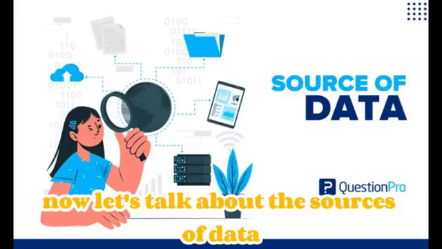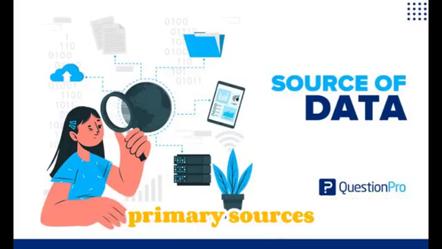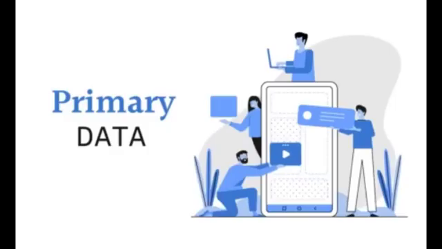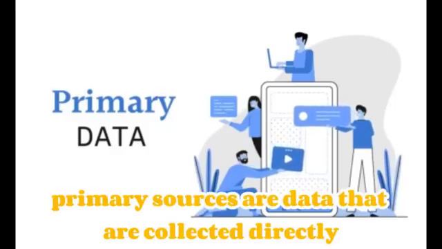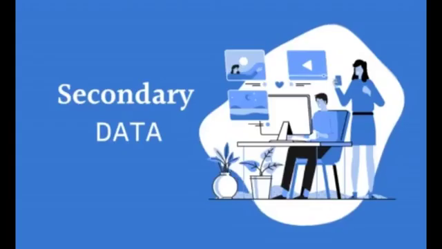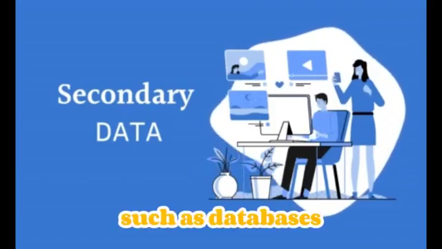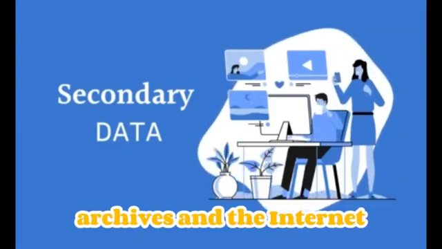Now, let's talk about the sources of data. There are two main types of sources: primary sources and secondary sources. Primary sources are data that are collected directly from the environment, such as sensors, surveys, and experiments. Secondary sources are data that are obtained from other sources, such as databases, archives, and the internet.